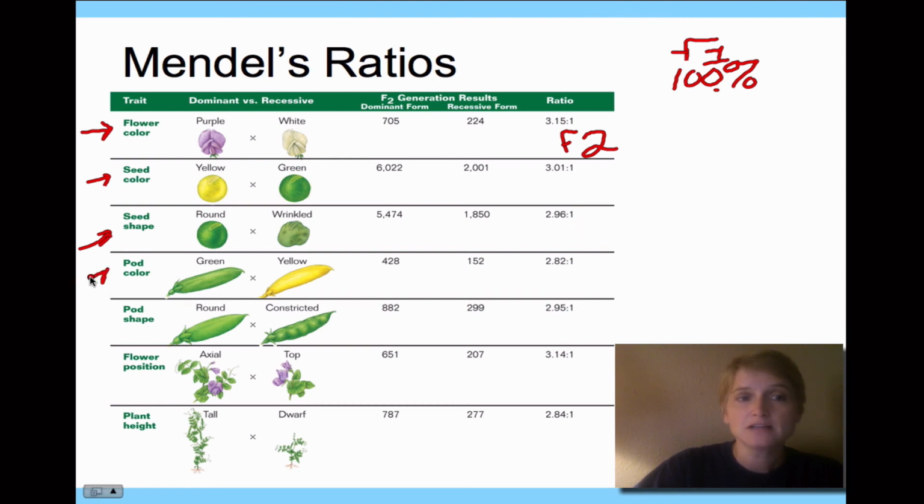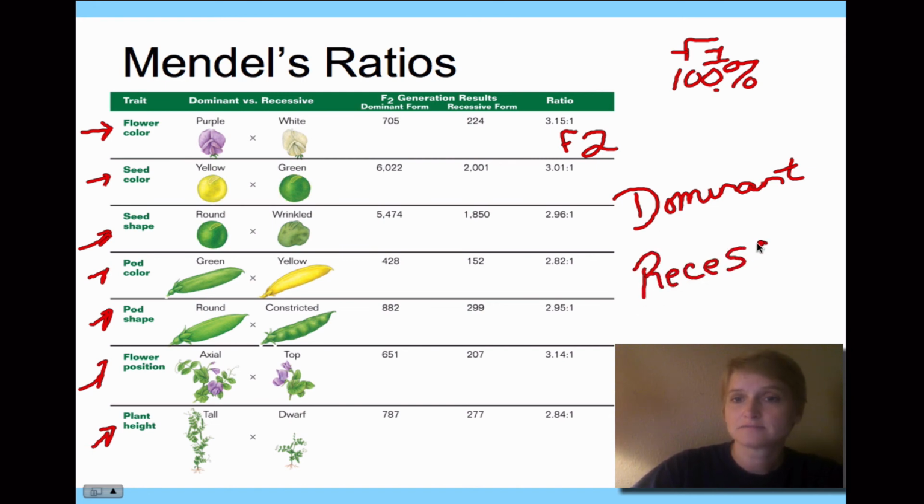He did this with pod color, pod shape, flower position, and plant height. And he basically got the same result every time. And what that told Mendel was that there's a dominant form being passed on, and there's a recessive form being passed on. And that was one of the most important things that Mendel gave us, because even though he didn't have a lot of genetic technology, he did these thousands of experiments, and he figured out that there are dominant traits and there are recessive traits.